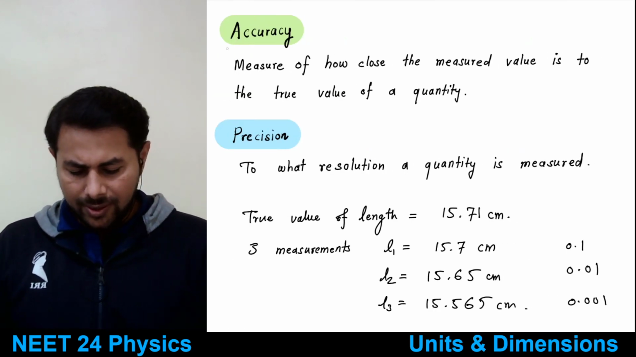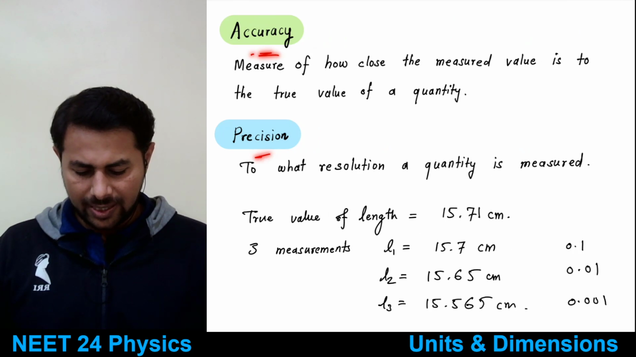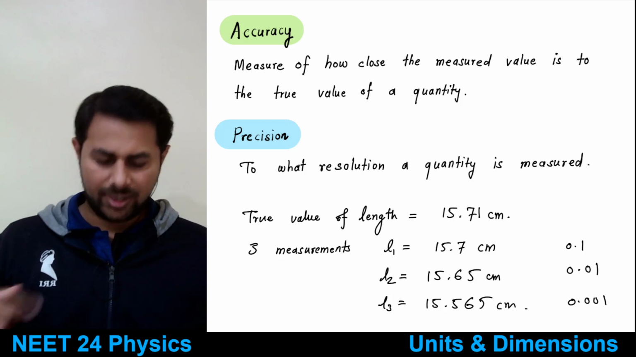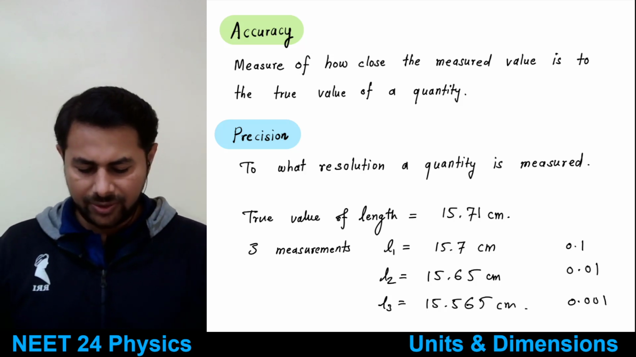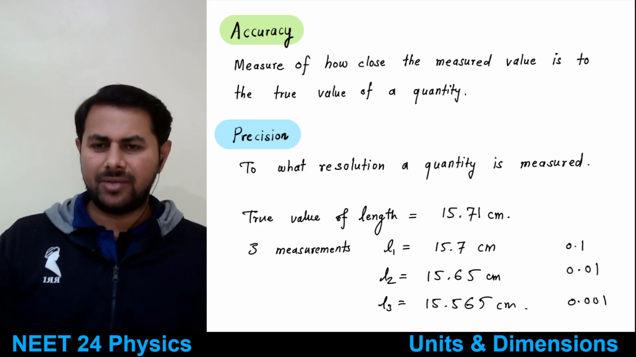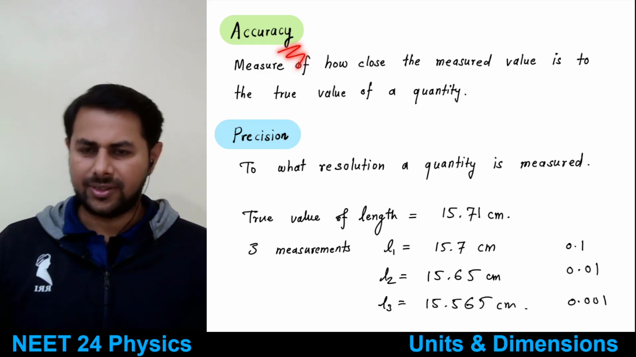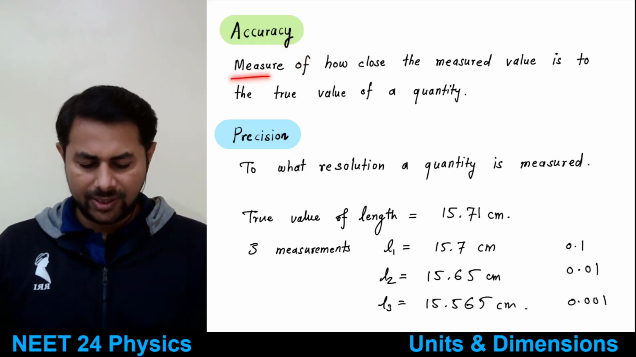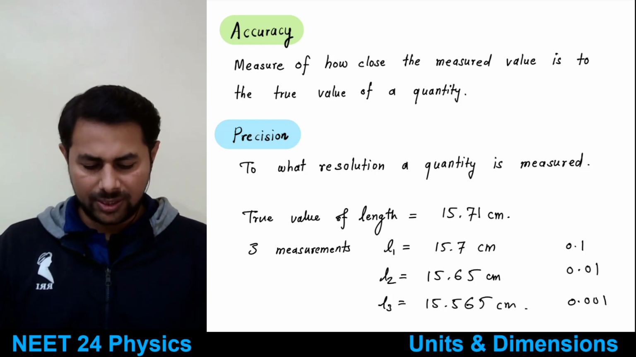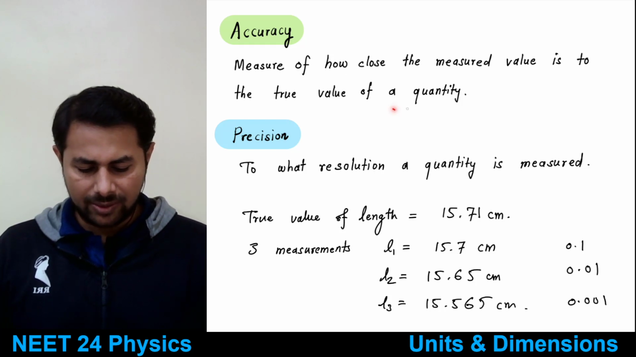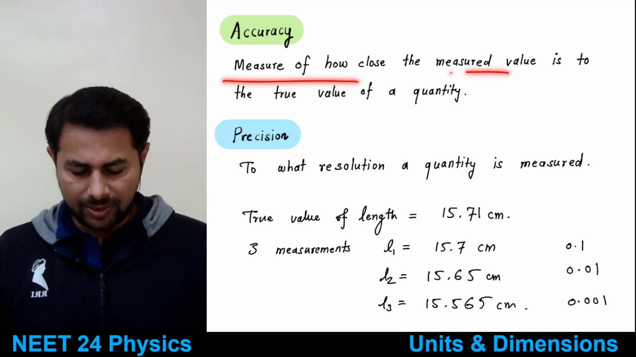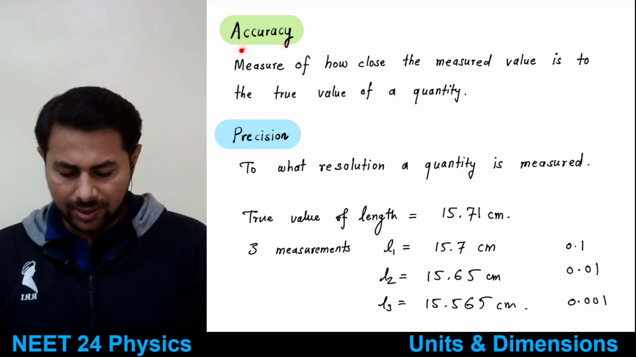Next, let's discuss accuracy and precision. What is accuracy? In normal English, in our day-to-day language, accuracy and precision are the same thing, but in physics or in measurement they are different. Accuracy is the closeness between the true value and the measured value of a quantity. It is the measure of how close the measured value is to the true value of a quantity.